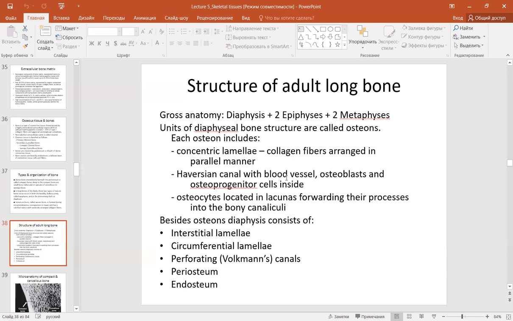Haversian canals with blood vessels, osteoblasts, and osteoprogenitor cells inside, and osteocytes located in lacunas forwarding their processes into the bony canaliculi in between the lamellae. Besides osteons, diaphyses consist of interstitial lamellae, circumferential lamellae, perforating Volkmann canals, periosteum, and endosteum.